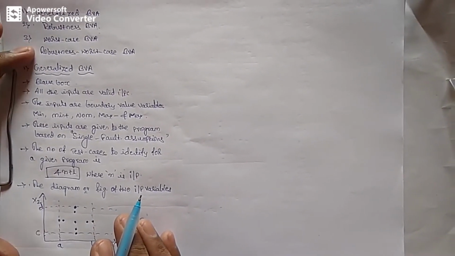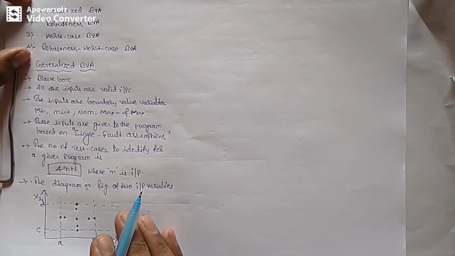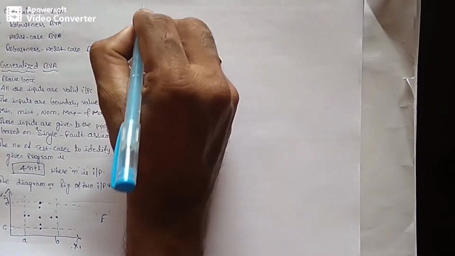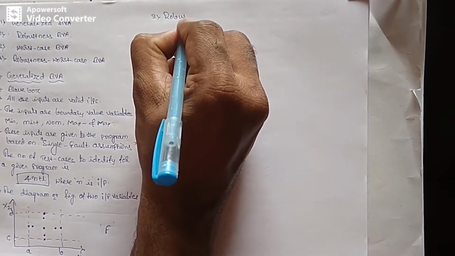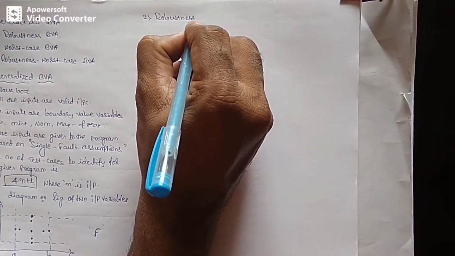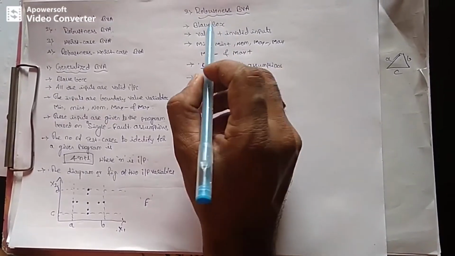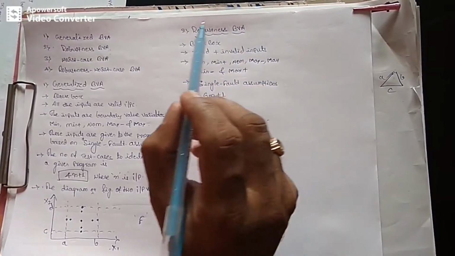In the next video, we will start with an example of all the 4 methods. We will apply all the 4 methods. Next, the second one, we will move to the robustness boundary value analysis method. Now we will start with the robust boundary value analysis method.